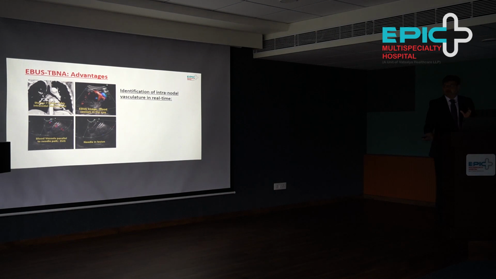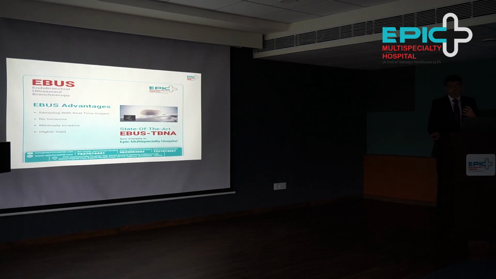Coming to another case where there was again station 7 or subcarinal lymphadenopathy, and we can see a big intranodal vessel traversing the station 7 lymph node. When we did EBUS, this is the point from where the needle will come. And here there are big areas of color Doppler positivity, which means these are blood vessels which are coming in the path. So we immediately converted to the esophageal route using endoscopic ultrasound, and we got the diagnosis of sarcoidosis in this case. So this is how the combined approach works.